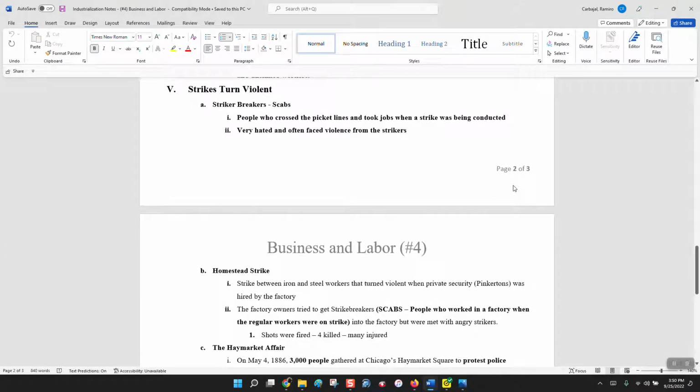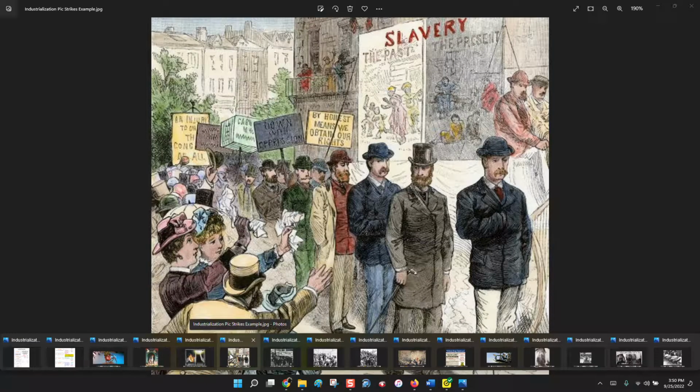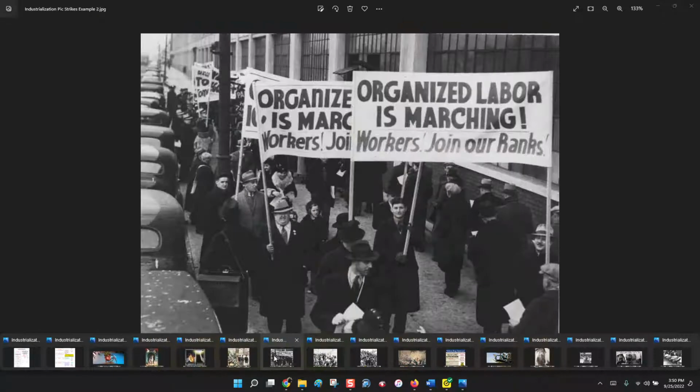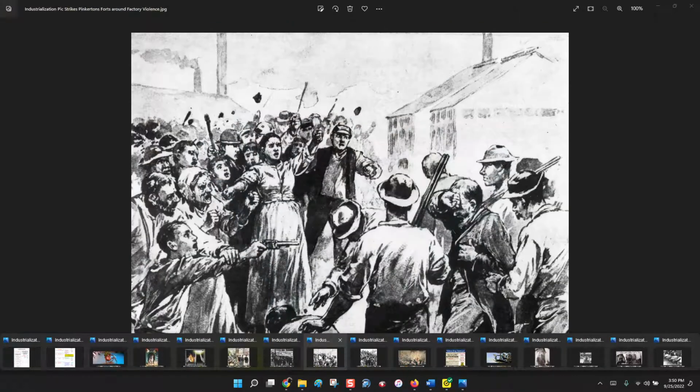So what happens if, when you're negotiating with the owner, they say, no, I am not going to give you a raise. I am not going to fix the machines or whatever it was. Your power as a union is to strike, that you protest by not working. You go outside and you have strikes like this. Simple strikes, where you're outside and you have these signs and you talk about what you're fighting for. Organized labor is marching. We want rights, whatever it was. Well, sometimes though, it got violent. Violent like this.